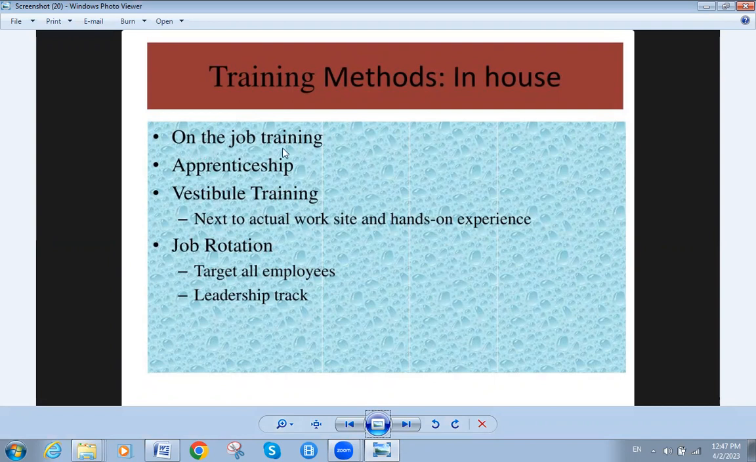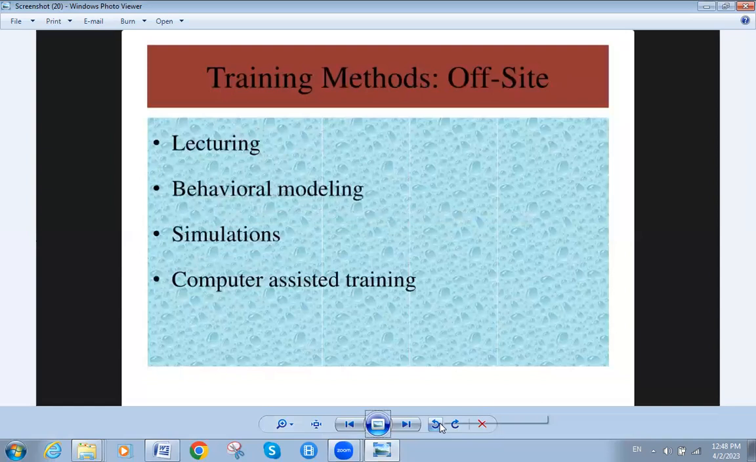Training methods: on-the-job training, which is while you are doing the job, apprenticeship, vestibule training, next to the actual work site, and hands-on experience. Job rotation means I take the job of the other person who's working, I do his job. This helps when that employee is absent: as long as I am trained to do his job, I can cover for him. And leadership track. Let's go through them one by one.